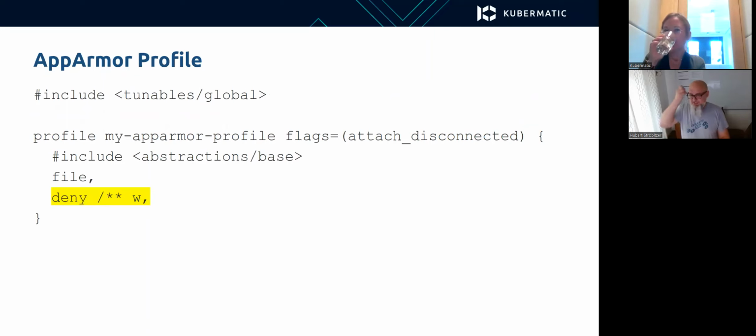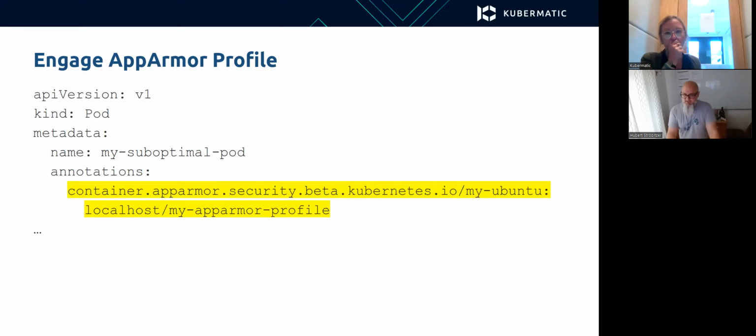We have to create some AppArmor profiles. And in this case, we are basically saying nobody is allowed to write anything. So here we are talking about writing files, and we are avoiding this with an AppArmor profile. How to engage this in a pod? Again, we have to use annotations here. So here we are saying use for my Ubuntu, this is a container in the pod, this AppArmor profile, which is located on the host.